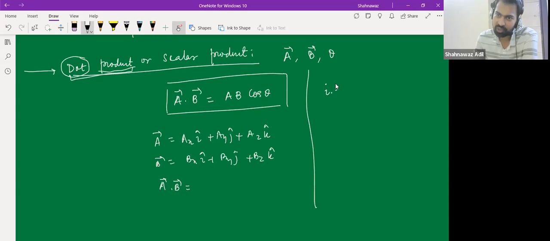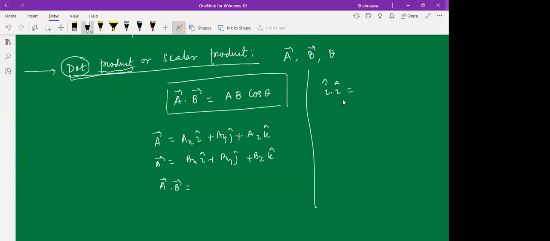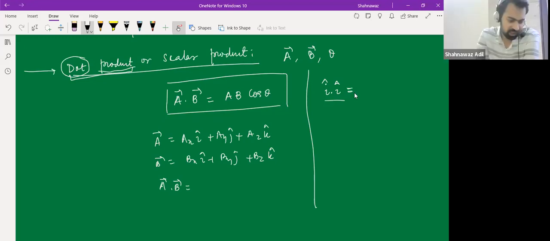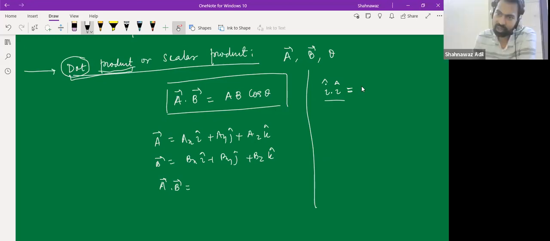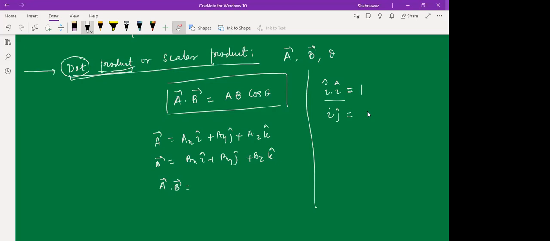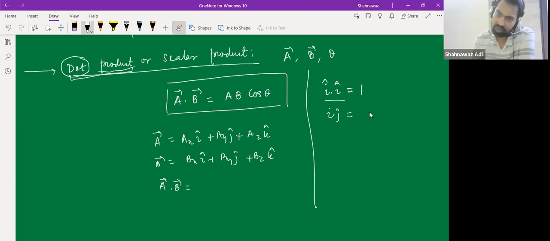Rishita, you tell me what is i dot i. This we have done in the class. What is i dot i? One, sir. One, absolutely. Good. You remember. So i dot i is 1. Okay, what is i dot j? Martin, what did you say? Yeah, 2. Okay, so Martin's answer is 2.